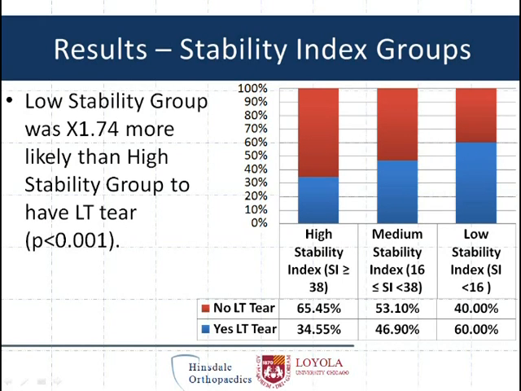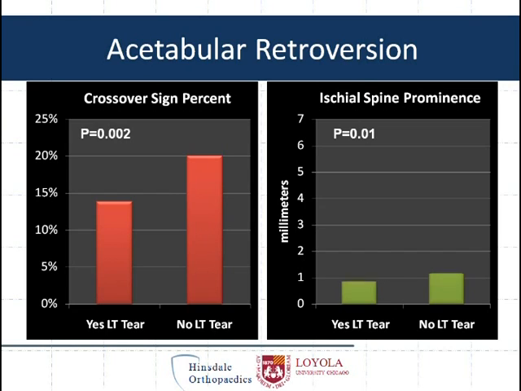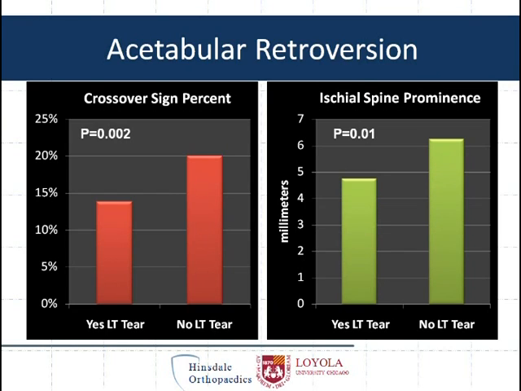We did find a difference in the incidence of ligamentum teres tears between the 3 groups. We also found that there is a higher risk, 1.74 times, for patients with low stability index compared to patients with high stability index to have tears of the ligamentum teres. As for the acetabular retroversion, patients who had ligamentum teres tears had a lower size of crossover sign, and also the ischial spine prominence was smaller.